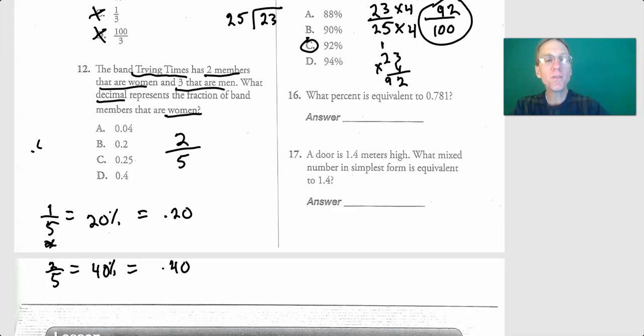So we're looking for 0.40. Can't be this one. Can't be that one. Can't be that one. And then you say, well, wait a minute. Decimal 4, is that the same as 4/10, the same as 40 hundredths? And the answer is yes. Yes, it is, okay? Because we talked about that on our place value chart.